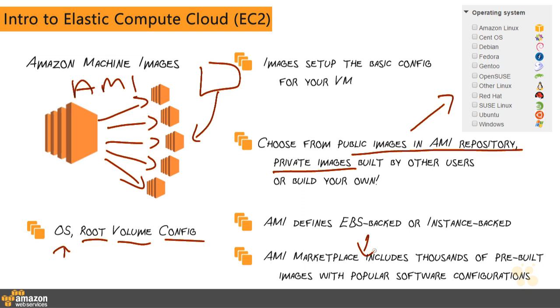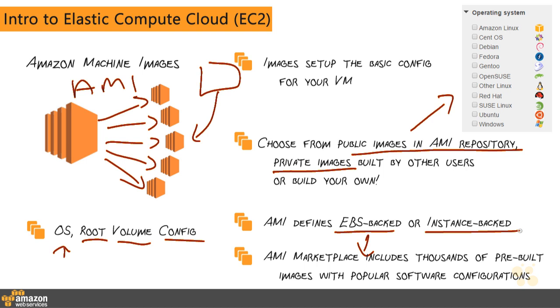Now, the second thing that an image absolutely has to include is the root volume config, which is either EBS backed or instance backed. I'll get into this more in depth, but EBS backed means that the root volume is stored in Elastic Block Store, a storage as a service that AWS provides. Instance backed images means that the root volume is actually stored on a hard drive that's connected to the host machine that's running this instance.